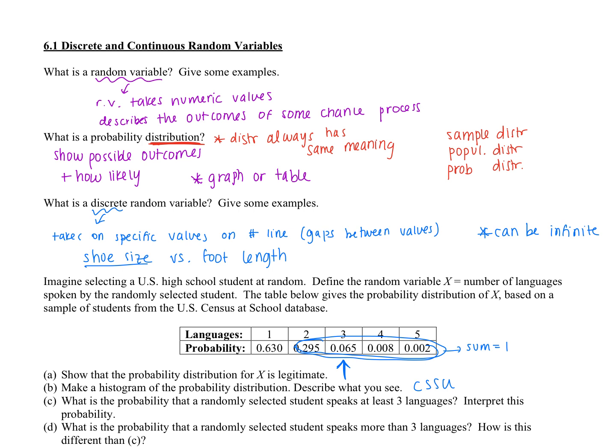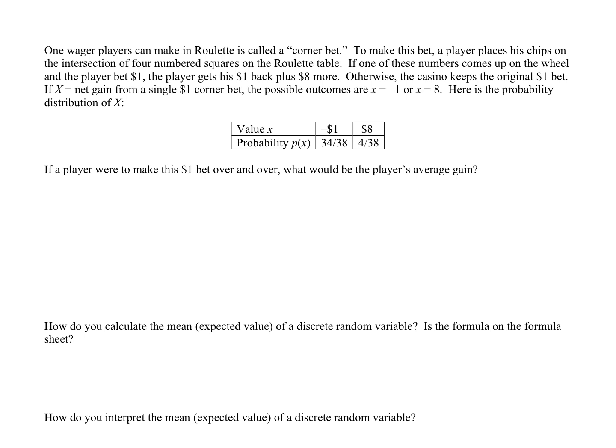Random variable takes on numeric values only. We took a look at what is a discrete random variable, and then we'll take a look at discrete and continuous today. We are going to start out with this example. So this is the page that I want us on. One wager that players can make in roulette is called a corner bet. To make this bet, a player places his or her chips on the intersection of four numbered squares on the roulette table. If one of the numbers comes up on the wheel and the player bet $1, the player gets his or her dollar back plus $8 more. Otherwise, the casino keeps the original $1 bet.